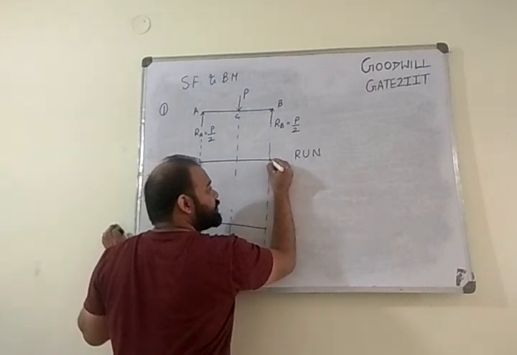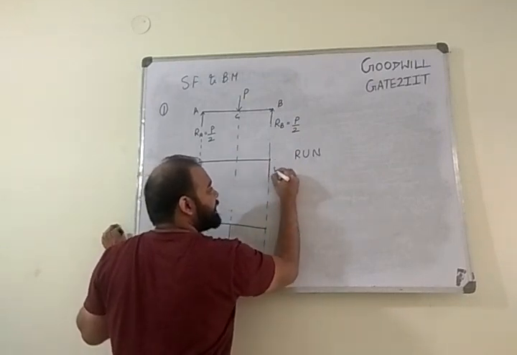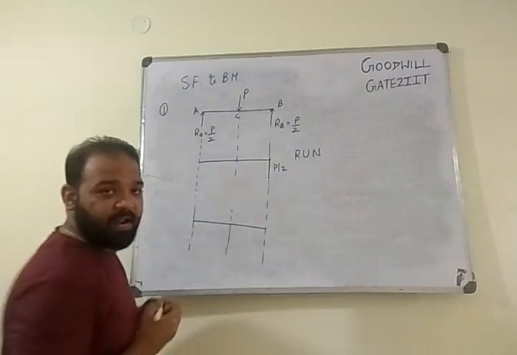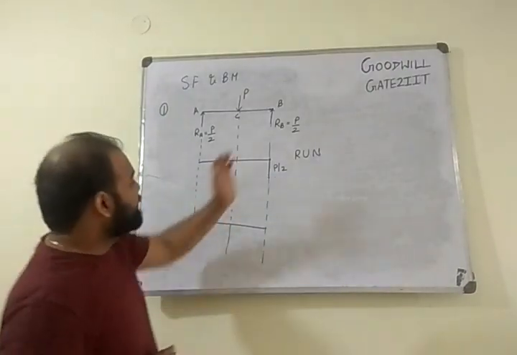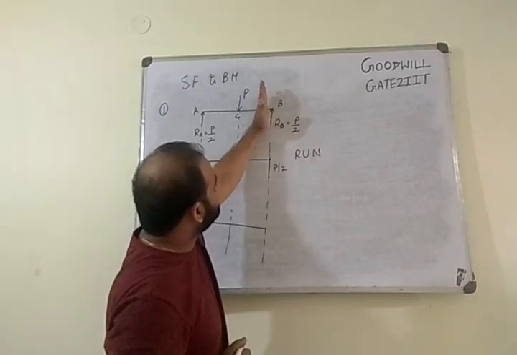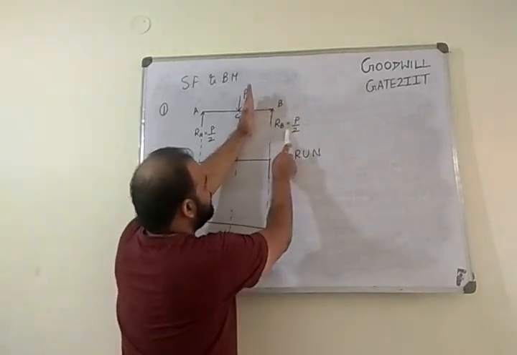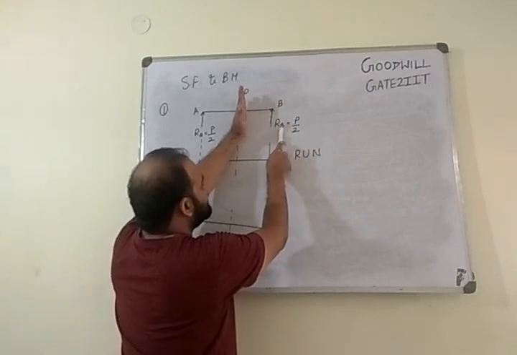What should I do? We should have a sudden jump with a magnitude of P by 2. So I have reached here. I hope it is clear to everyone. Now what we need to do is move slightly on the left hand side. What force do you have? Still P by 2. Move here, still P by 2. Move here, still P by 2.